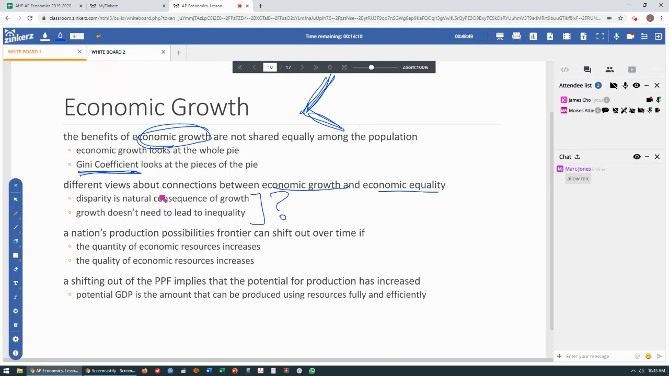So how do we get this economic growth? What I told you was the quantity and the quality of economic resources.